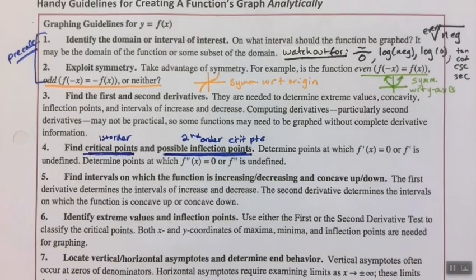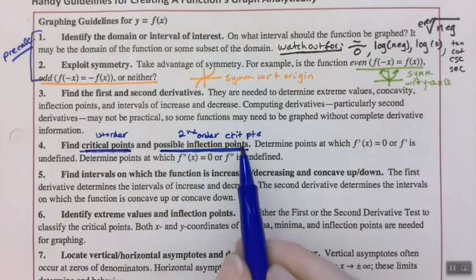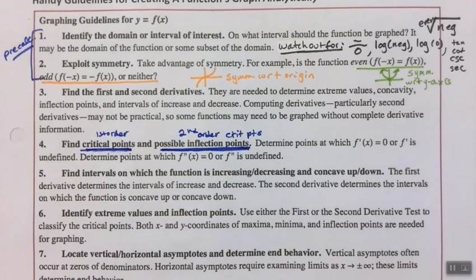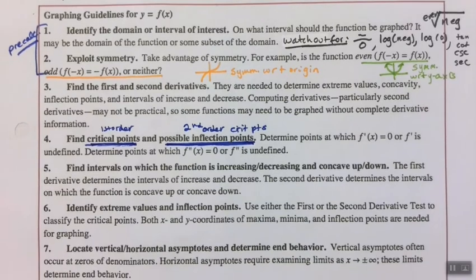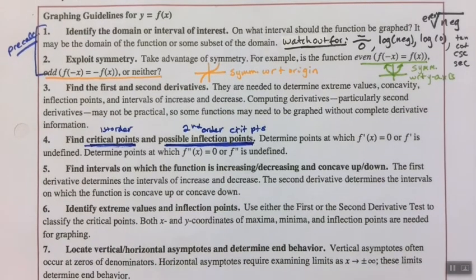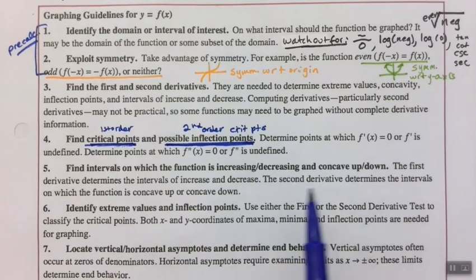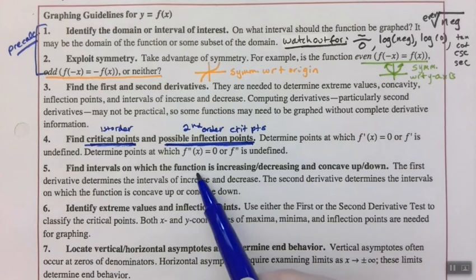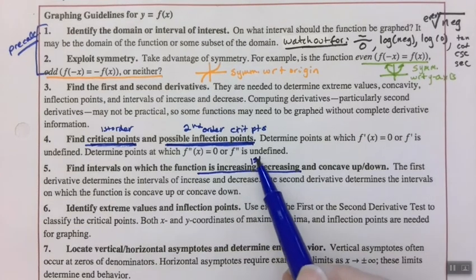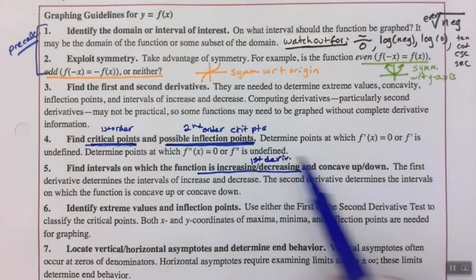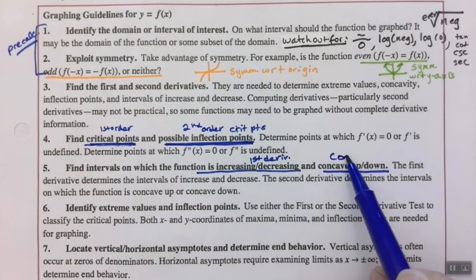And again, the book uses the word points. I don't particularly like that because they really just mean the x values, but it's fine. It's very common lingo for calculus books. All right, find the intervals on which the function is increasing and decreasing and concave up and down. In other words, do the first derivative test and the concavity test. So this bit right here is the first derivative test. This bit right here is the concavity test.